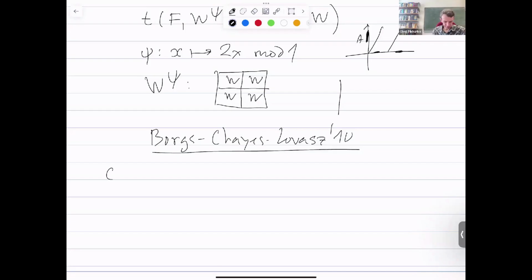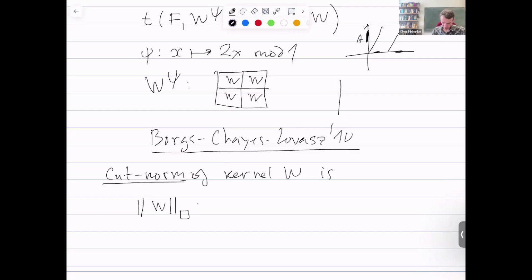I need to define it in a few steps. So first I have to define the cut norm. I want to compare how close two graphons are to each other, and in this case, I just take the difference and say the norm is small. So I have to define it for kernels. The cut norm of a kernel W, also called the box norm, is denoted with the norm sign and a little box. By definition it is the following.